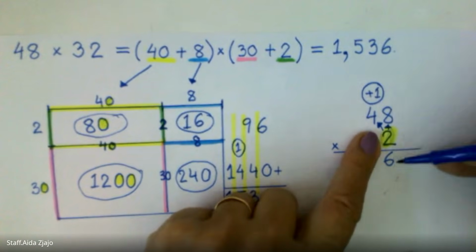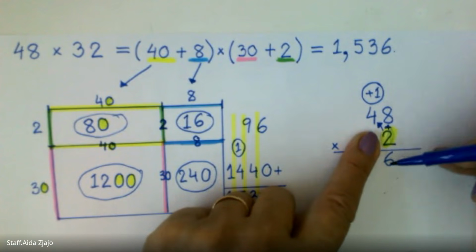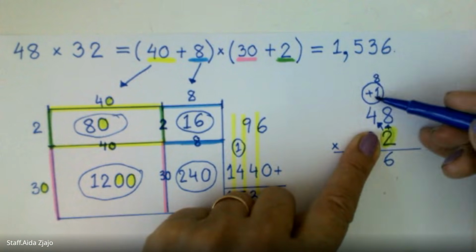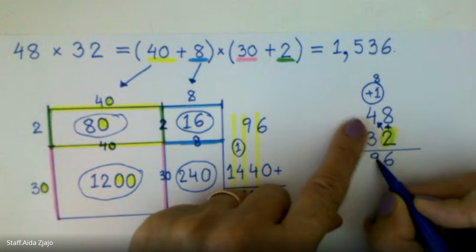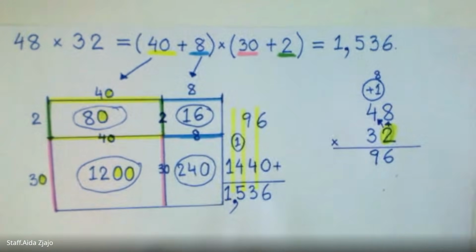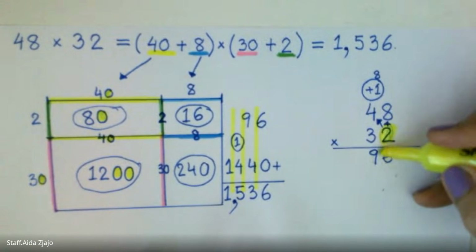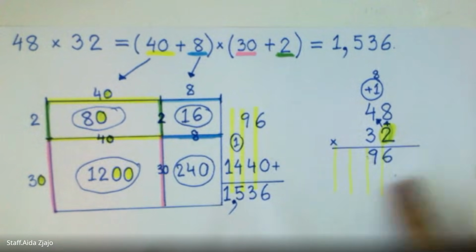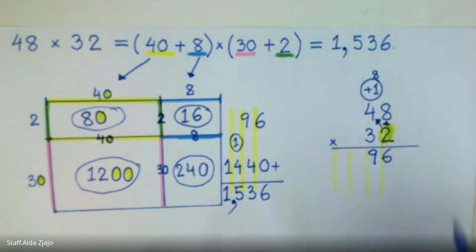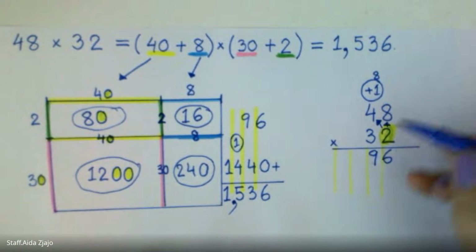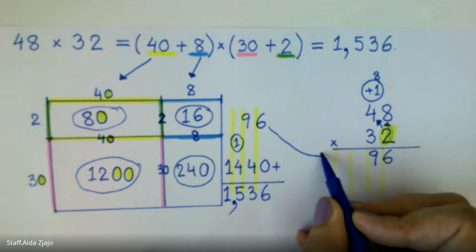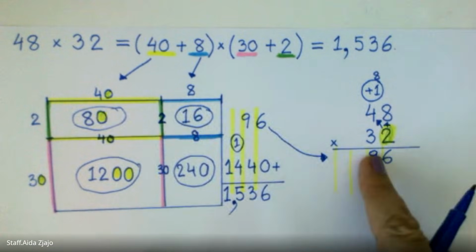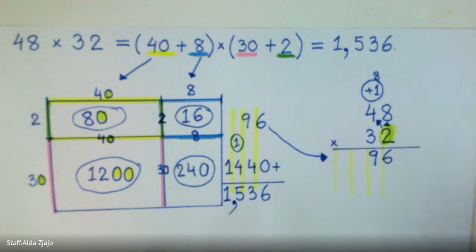So 2 times 8 is 16, 1 and 6, 16. And then 2 times 4 is 8. So 8 plus 1 will give me 9. So when I have that, you can see I like to put lines in between, so then I can stay in a place value order. So that is connected. This is 96. These two parts are the first number in a standard algorithm.